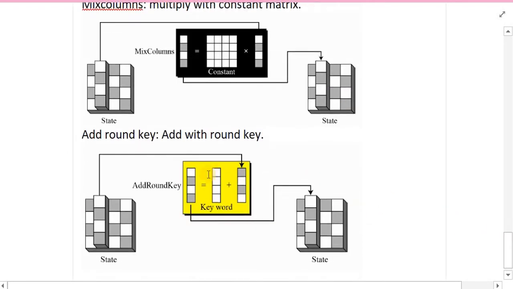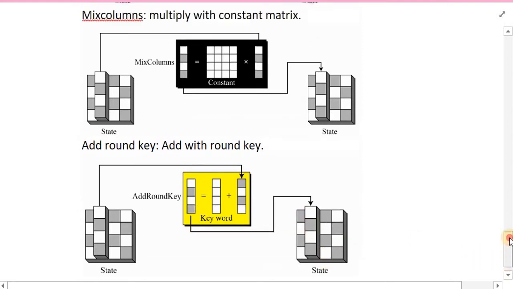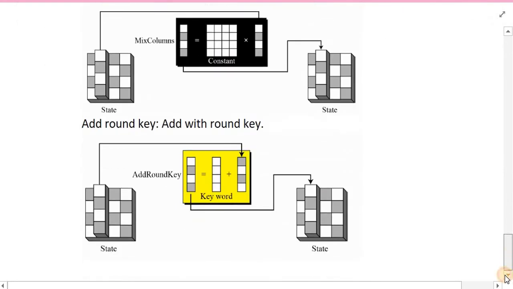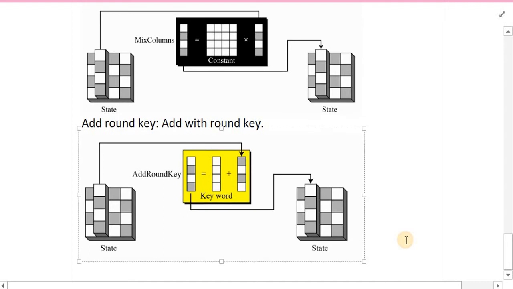The last transformation in a round of the AES algorithm is add round key. It is very simple, just perform the addition of the two column matrices. We select the first column from this state, and we add it with the key matrix, and another state will be generated. Don't worry, I will elaborate these things with the help of an example also. So these are the basic things about the AES algorithm.